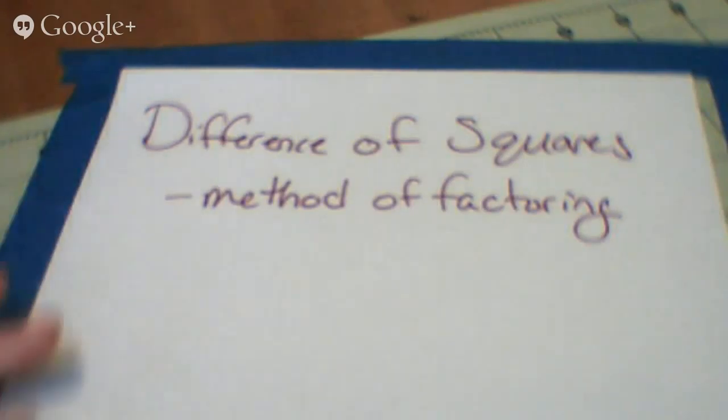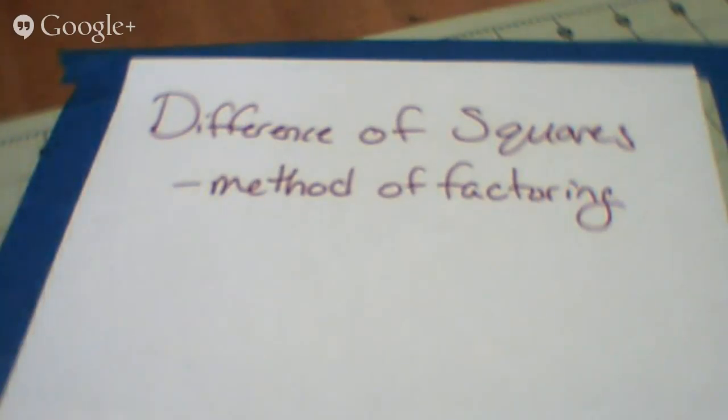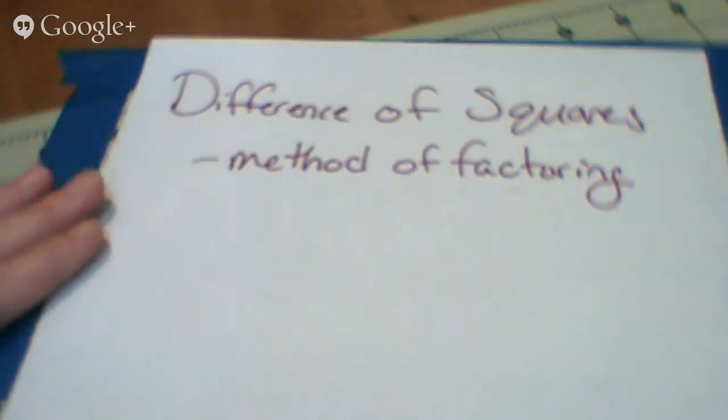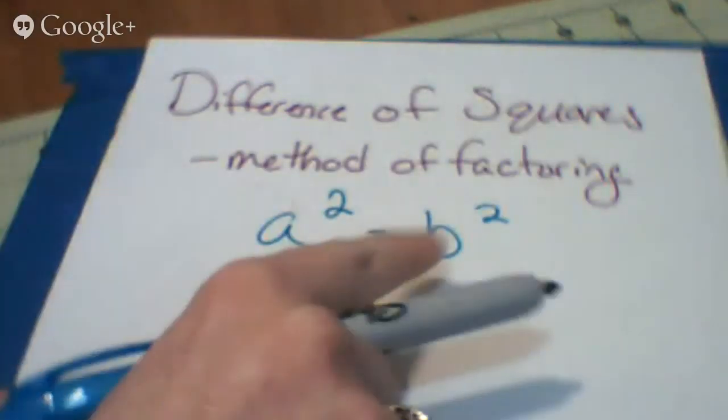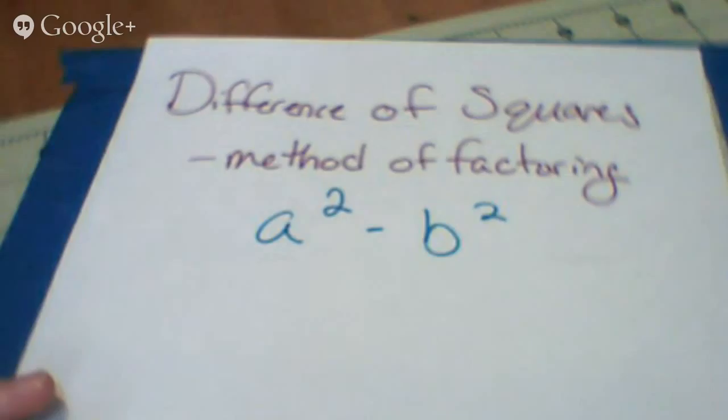And again, this is simply a method of factoring, but it is a very specific type. So it always has to be in the form of a squared minus b squared. We have something squared minus another something squared, hence the title difference of squares.